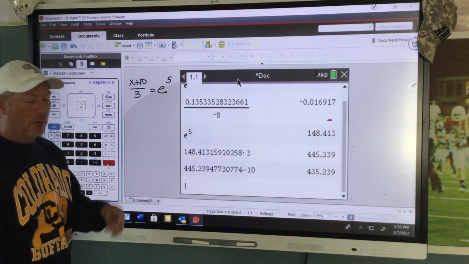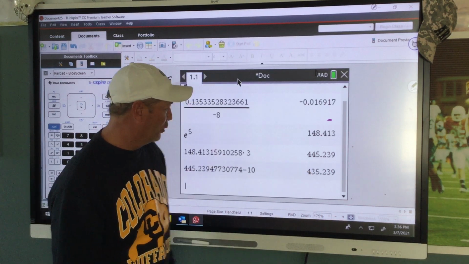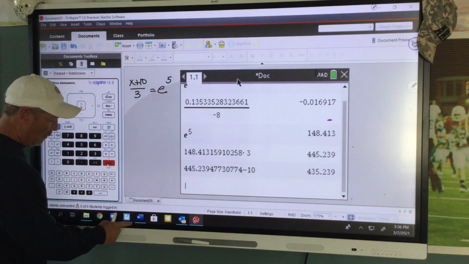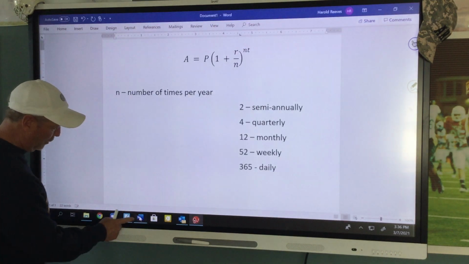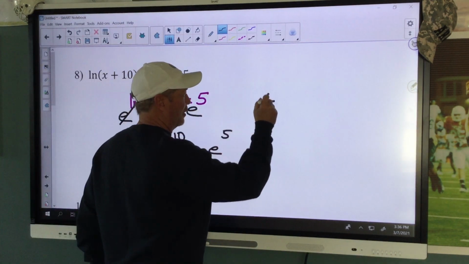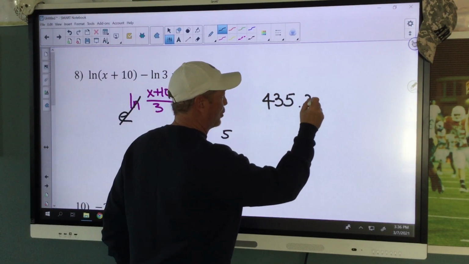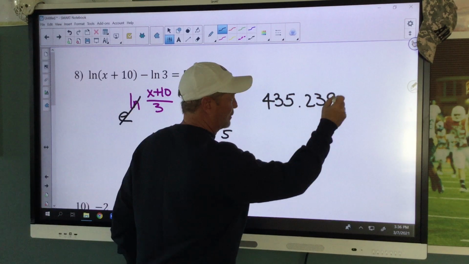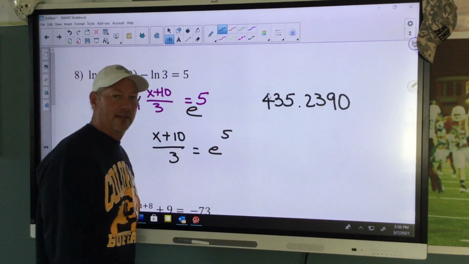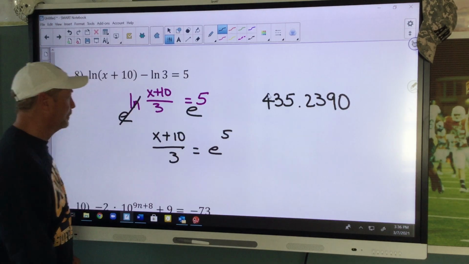Enter. And now we would round that, and we're going to get 435.239, but they said 4 decimal places, so we're going to put a 0 at the end. Okay? All right, let's keep going.